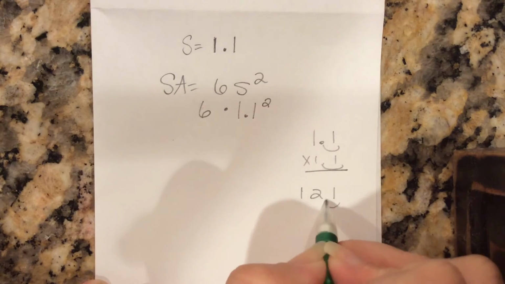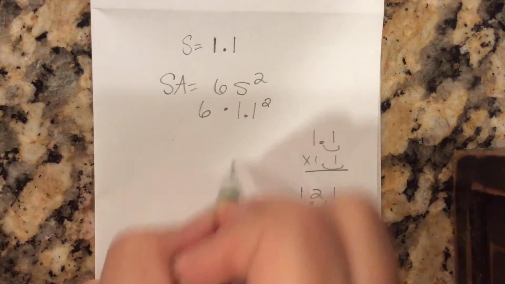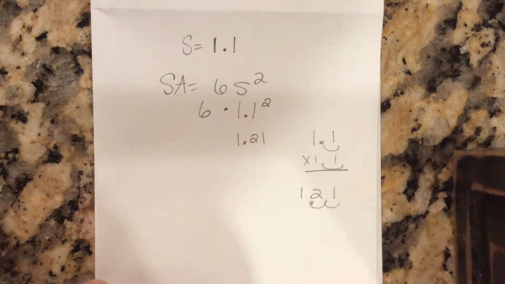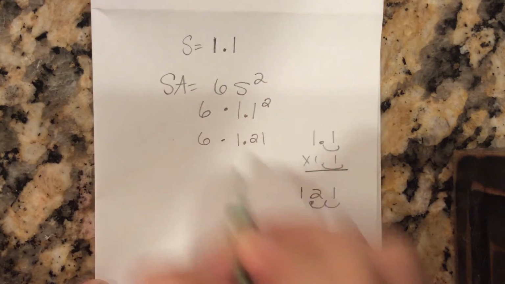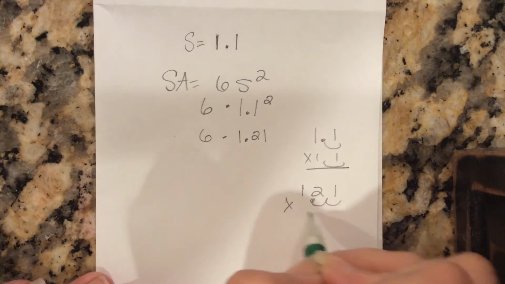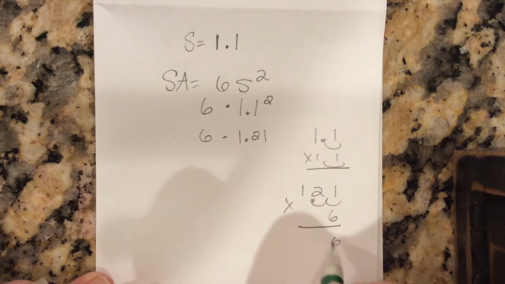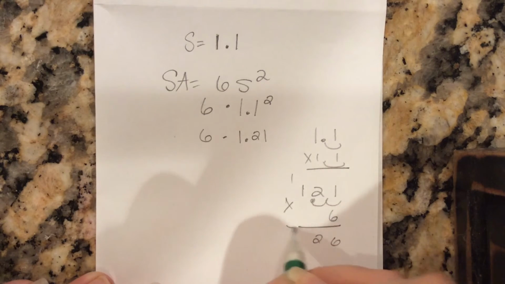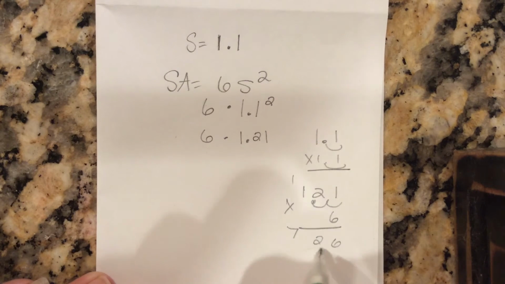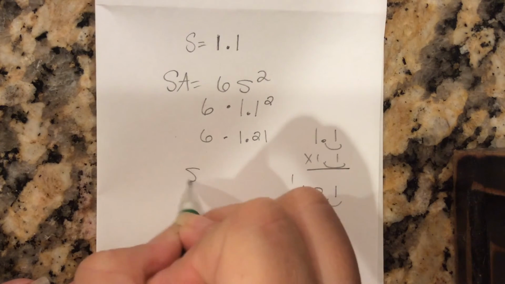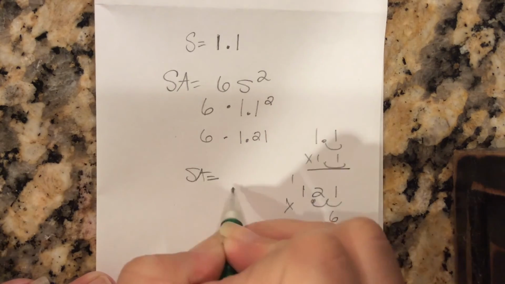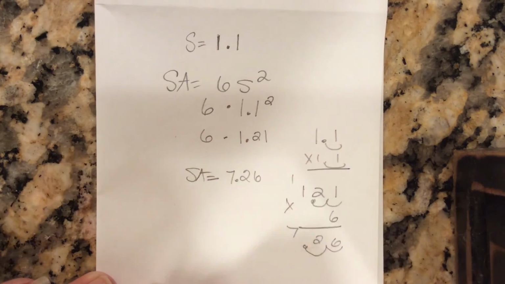1, 2, 1, 2. So 1 21 hundredths times 6. So then I would multiply that times 6. Then I put my decimal in the right spot. 1, 2, 1, 2. So my answer, surface area, would equal 7 26 hundredths.